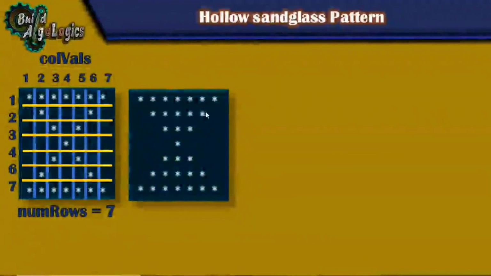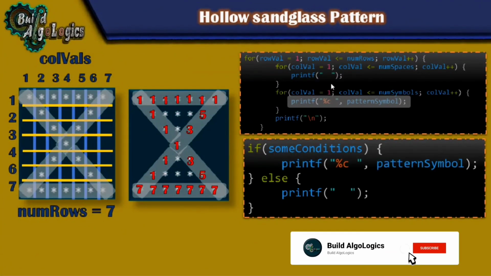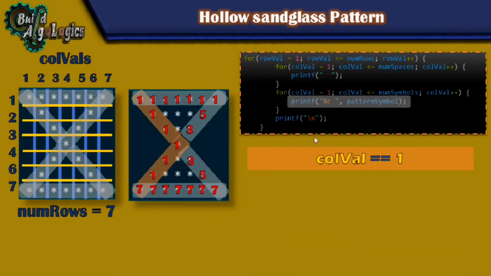So for printing this hollow pattern, we just need to add some conditions in this part of the code. As you already know, this code is nothing but our solid sandglass pattern. So for printing this part of the pattern, as we know, this value always starts from 1. So these values are nothing but our col val 1. Therefore our first condition will look something like this.